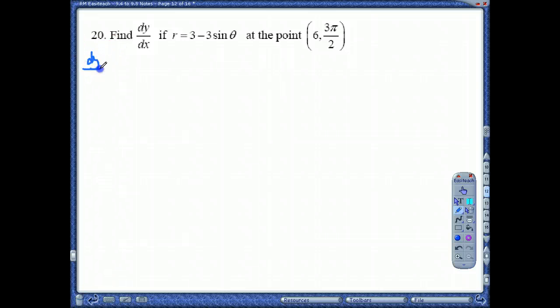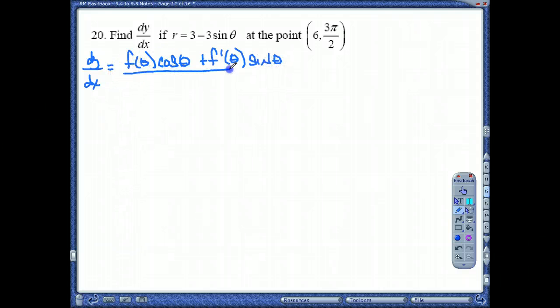So dy over dx is going to equal, remember, f of theta as is times the cosine, plus the derivative of f of theta times sine. We're going to divide the whole thing by the opposite of f of theta sine of theta plus the derivative of cosine. Remember r equals, that's the same thing as f of theta.